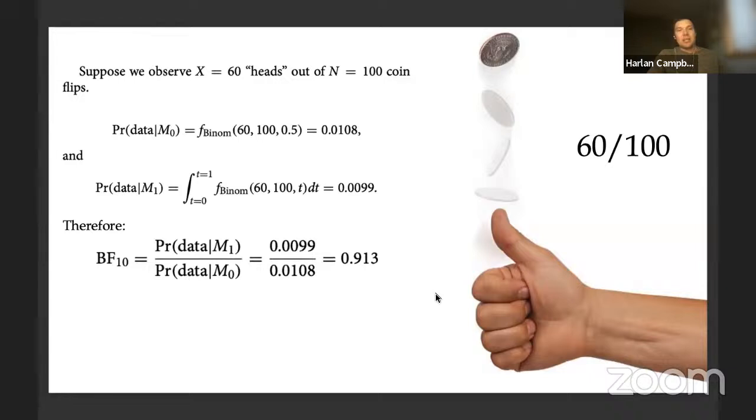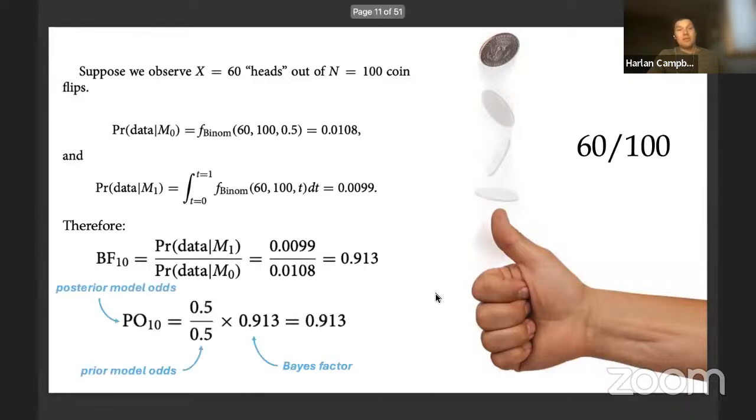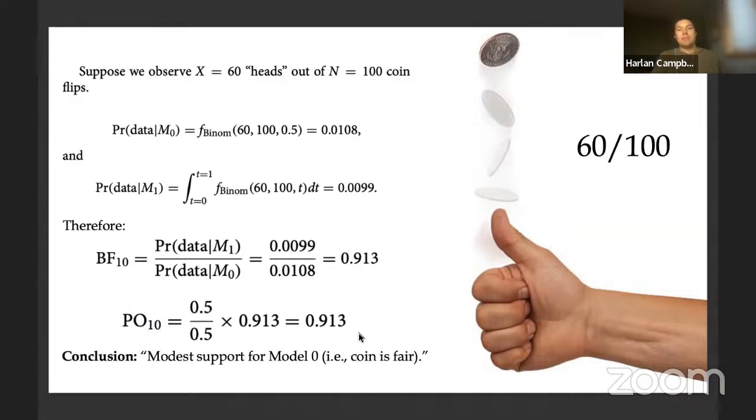Now the Bayes factor doesn't actually tell us what our posterior odds are. To do that, we have to multiply the Bayes factor times the prior model odds. But suppose we were evenly split a priori about which model was correct, so we believed a 50-50 chance that the coin was either fair or biased. The posterior model odds would be 0.5 divided by 0.5 times the 0.913, which gives you 0.913. The conclusion, therefore, is modest support for model 0, which is that the coin is fair. Despite it being 60 out of 100 heads, we're still likely going to believe that the coin is fair.